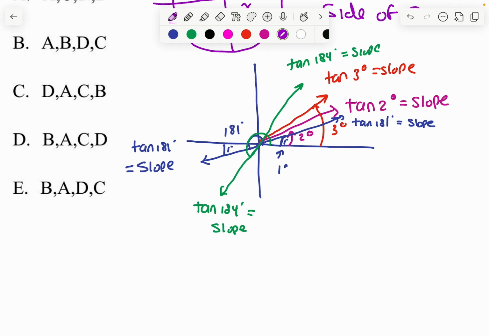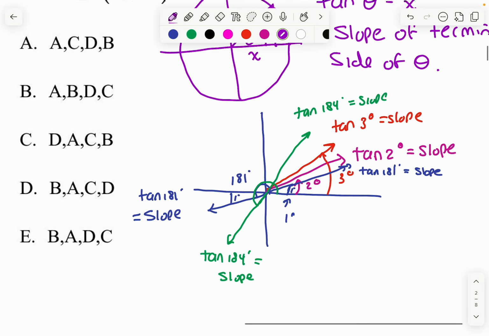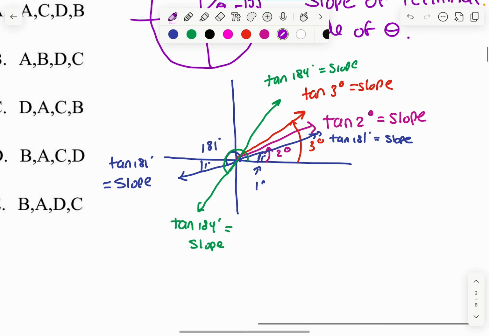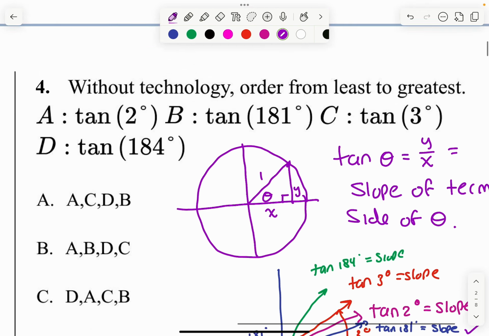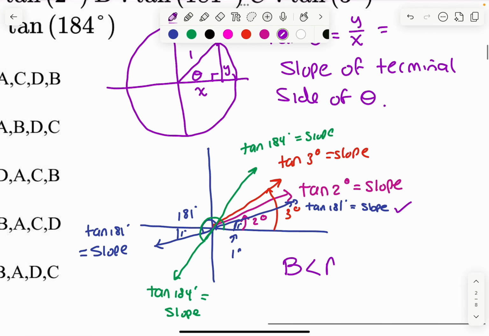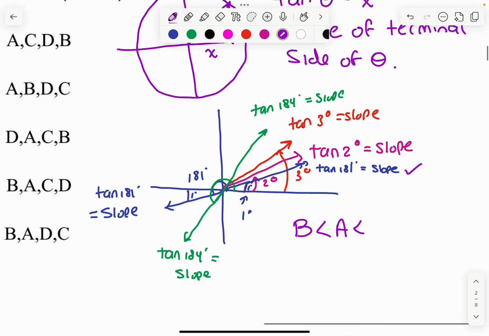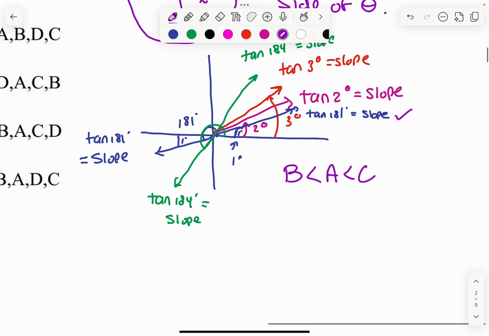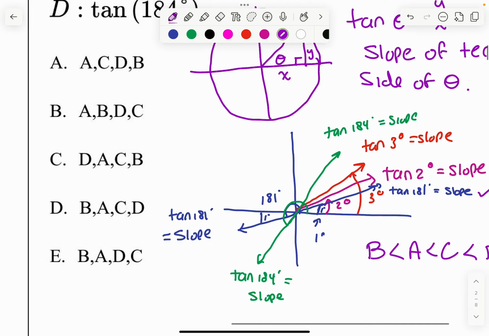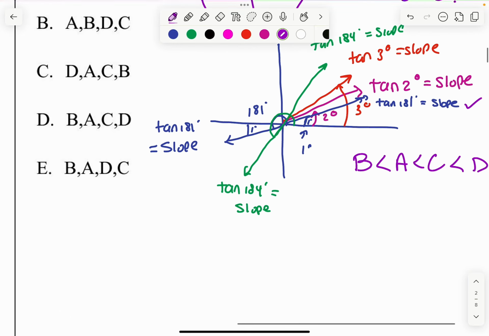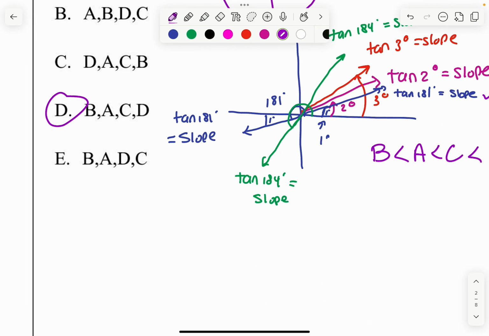So tangent of 181 degrees is the smallest, and that's what letter? That's B. So B is the smallest. And that's less than tangent of 2 degrees, which was A. And that's less than the tangent of 3 degrees, which was C, which is less than the tangent of 184 degrees, which is our D. So it should be BACD, which is answer choice D.